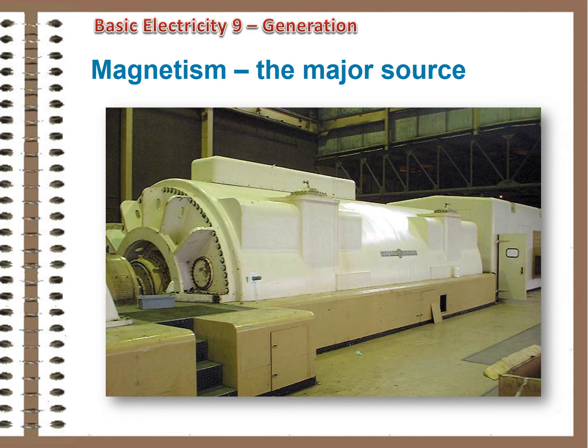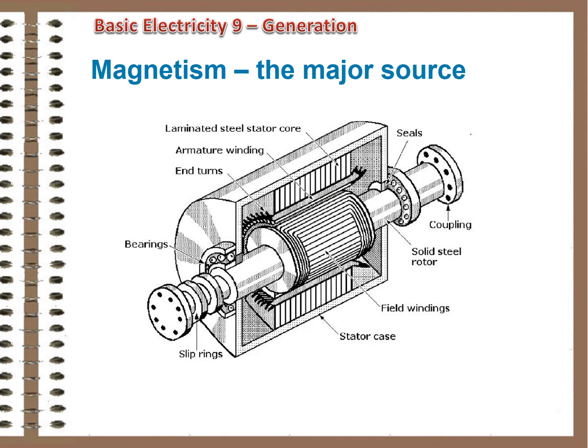Of the 2, magnetism is the major source of electrical energy. By far, the majority of electricity is generated by spinning a magnet inside a coil of wires to separate charges.